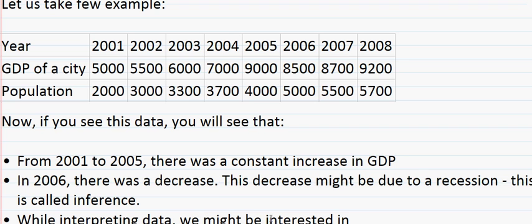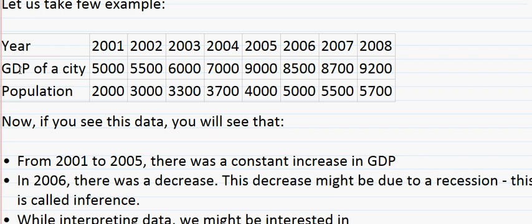For example, here if you find the growth rate from 2001 to 2002, it would be 500 divided by 5000 into 100, right? So this would be the growth rate, and so on and so forth, and then we will compare and find the maximum growth rate. Then our concept of ratios might also be used.